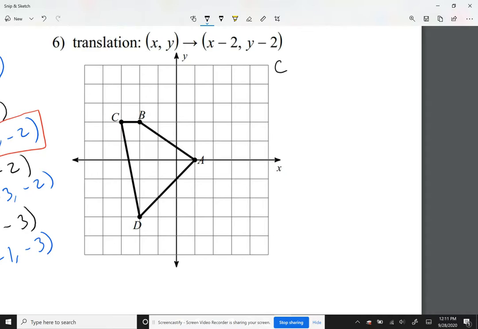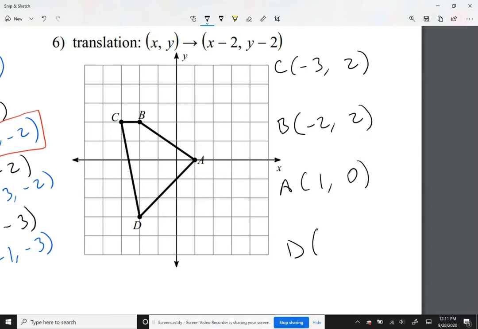If I look at the coordinates of C, I have (negative 3, 2). If I look at B, I have (negative 2, positive 2). If I'm looking at A, I have the point (1, 0). And if I'm looking at D, I have the point (negative 2, negative 3).